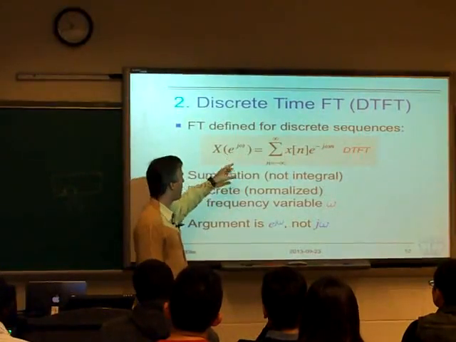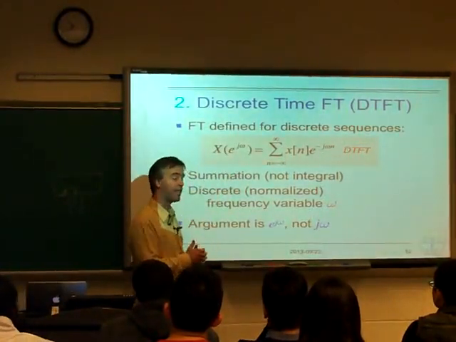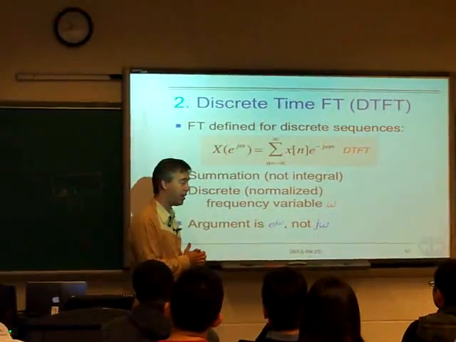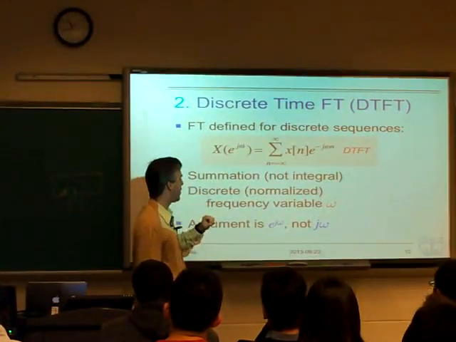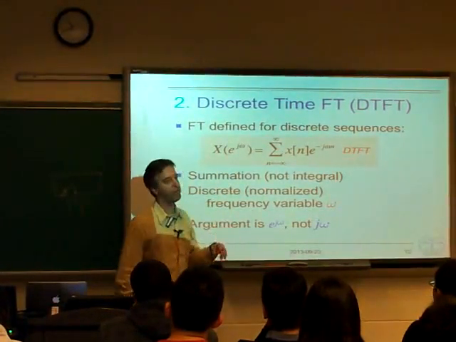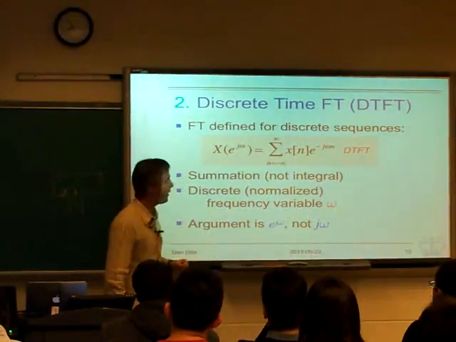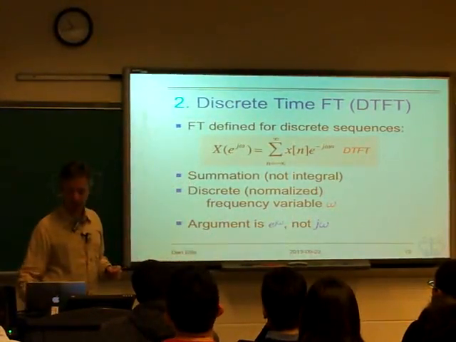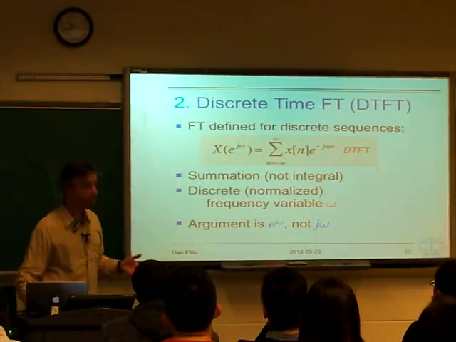We write this as essentially x of omega. X is a function of this normalized frequency, little omega. But we write it as x of e to the j omega, for reasons that will become clear when we do the z transform. For now, it's just a convention.